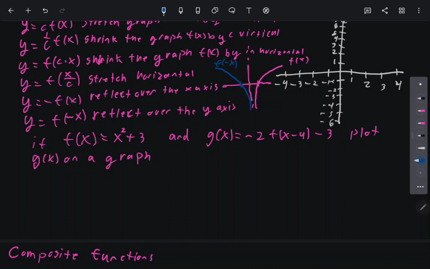Alright. Now that we got these definitions done with, let's try a problem. I want us to try to graph: if f of x is equal to x squared plus 3 and g of x is equal to negative 2 f of x minus 3, plot g of x on a graph.